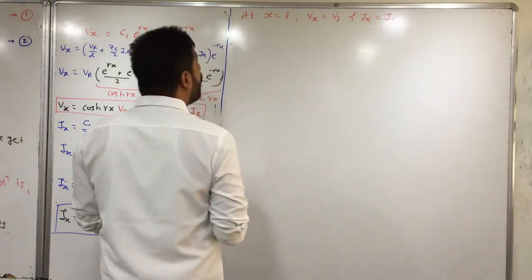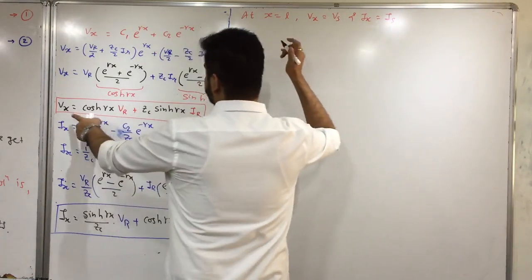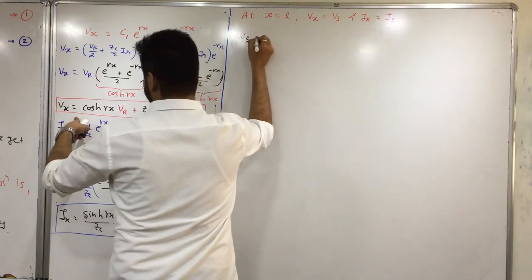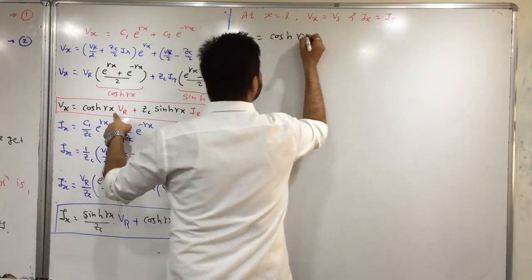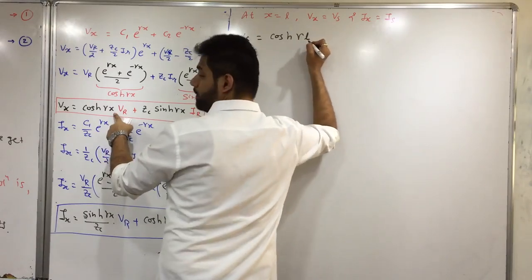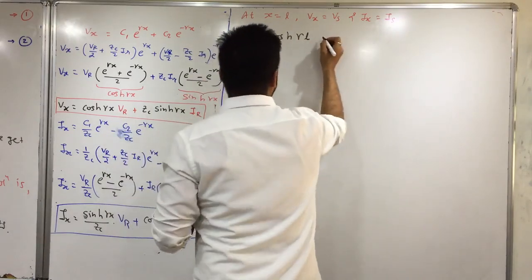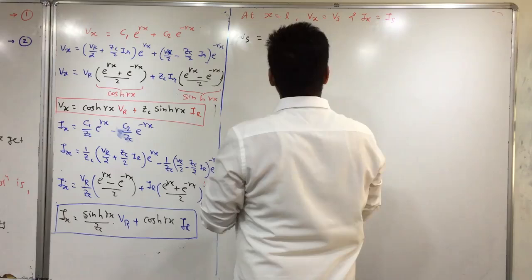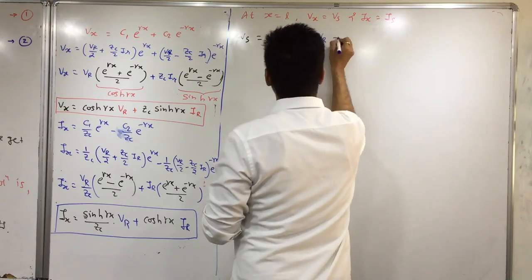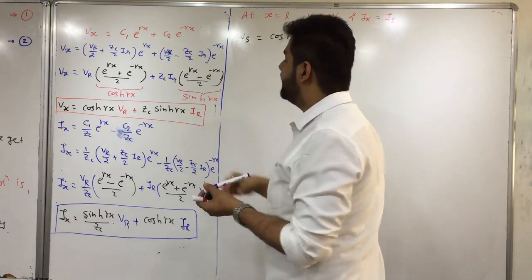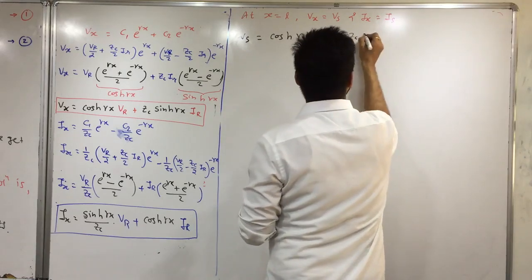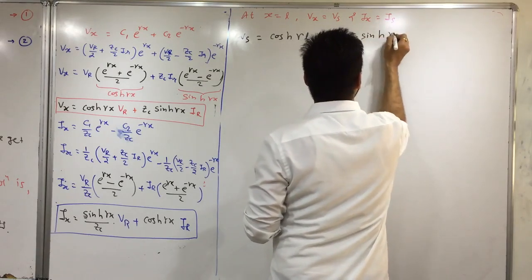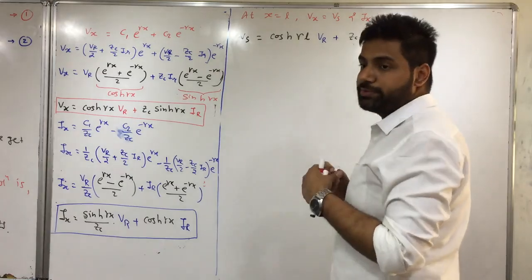So we have got from this equation Vs is equal to cosine of hyperbolic gamma L into VR plus ZC sin of hyperbolic gamma L.